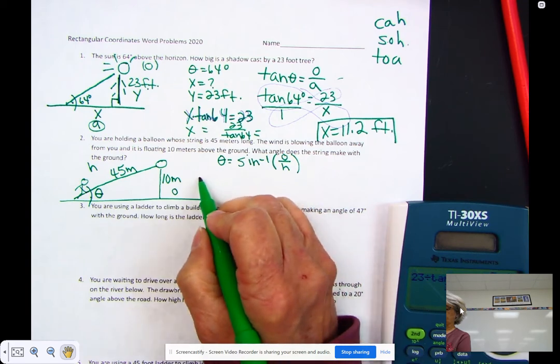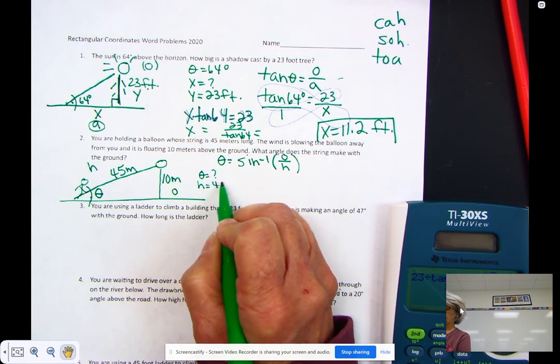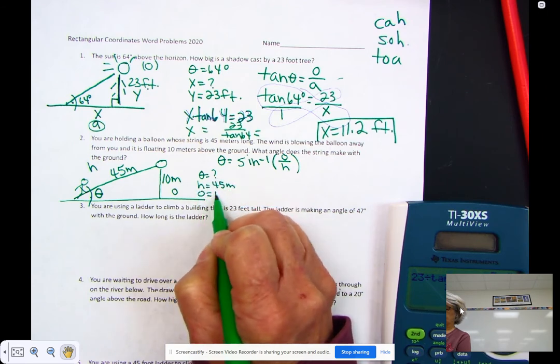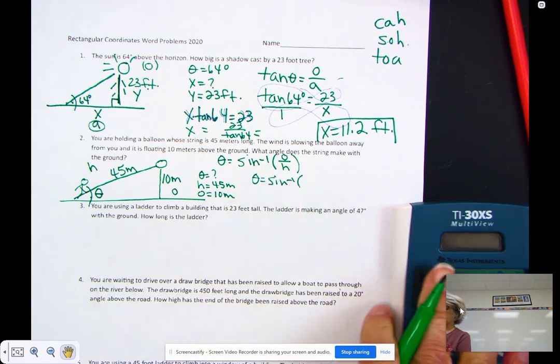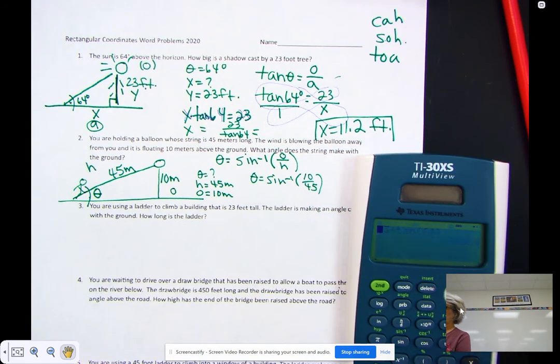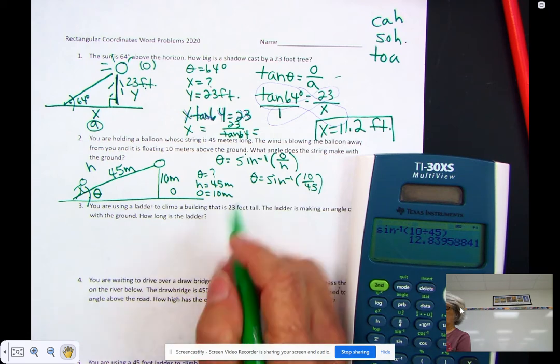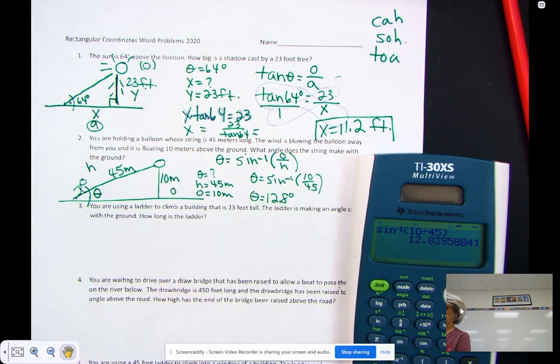Let's identify the variables that I have. Theta, I don't know. Hypotenuse is 45 meters. Opposite side is 10 meters. Theta equal inverse sine 10 divided by 45. So let's go ahead and do second sine 10 divided by 45, close my parentheses, enter. And so theta is going to be 12.8 degrees. Give me 3 sig figs in your final answer, box your answer, and then you're set.